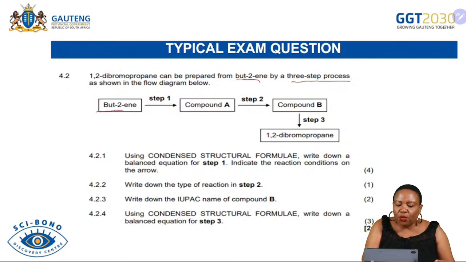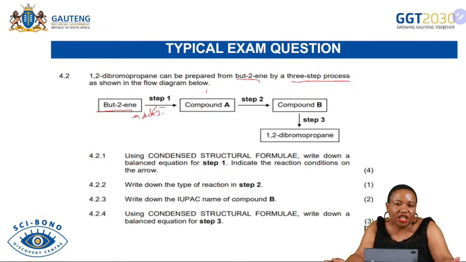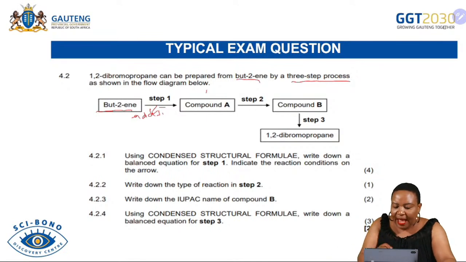For example, when you look at butene in step 1, giving you compound A: but-2-ene will already react by addition. That one I think we already know. But we don't know what type of addition reaction, because we don't know what is added. Then compound A will be formed, and then in step 2, compound B is formed. And then in step 3, we find that 1,2-dibromopropane is formed.